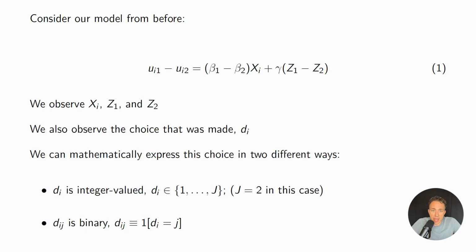And we can mathematically express these observed choices in two ways. So we can use di, which is an integer variable that takes on values 1 through J, where capital J is the number of options. So in this case, capital J is 2. We can also express it as dij, which is binary, which just says was j chosen. And we'll see how this expression of the observed choice helps us mathematically moving forward.